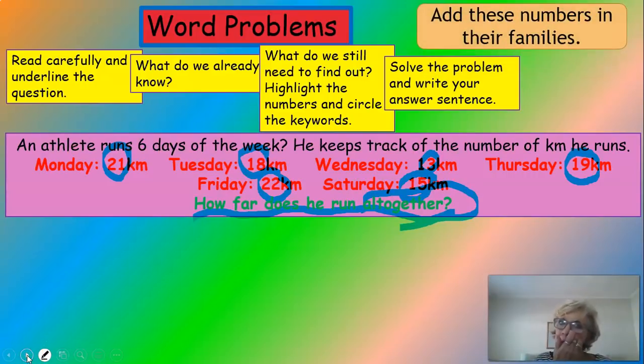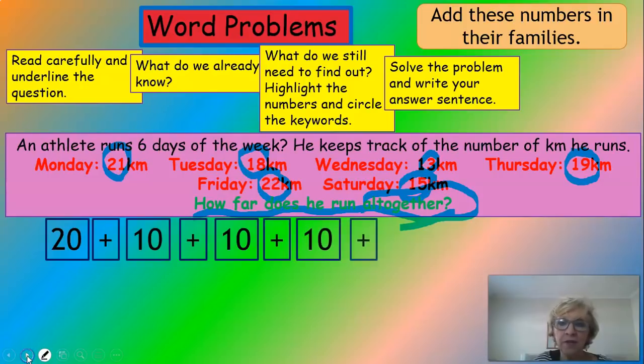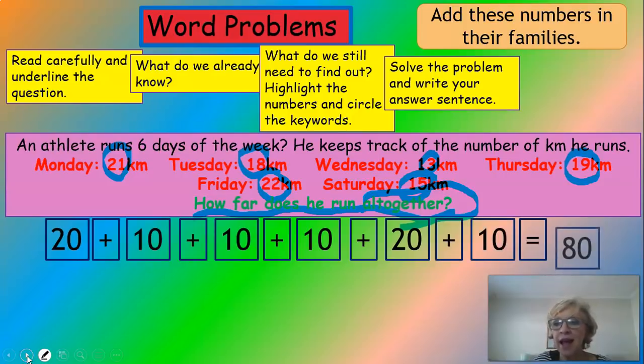And this time I'd like to focus on using the method where we add our numbers in their families, not the train method for this particular example. So that means we're going to add the tens first and then the units. So let's do the tens, right? 20 plus 10 plus 10 is 40, plus 10 is 50, plus 20 is 70, plus 10 is 80. So now that's 80 kilometers, grade 3s. We've added up all our 10s.